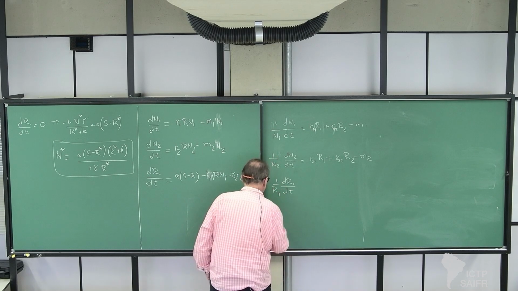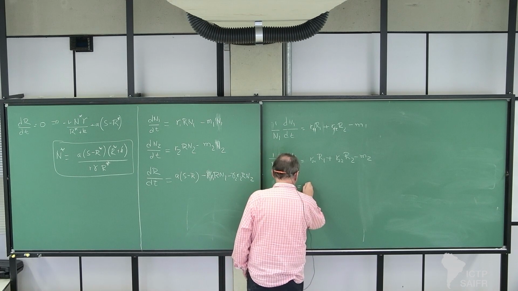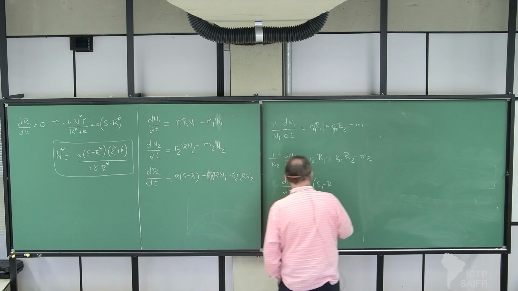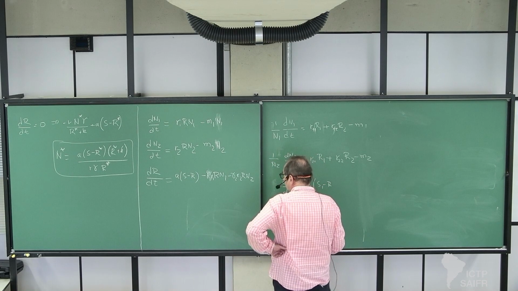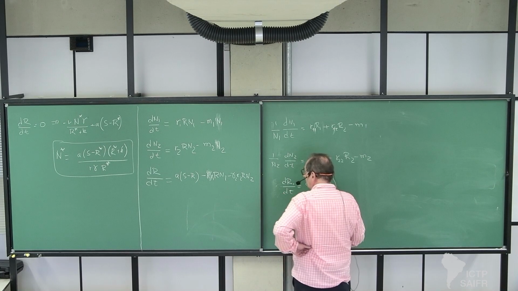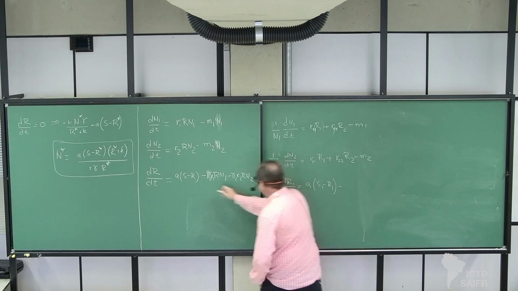No, that's not a good idea. Will be some A1 S1 minus R1 minus some, exactly the same thing here.